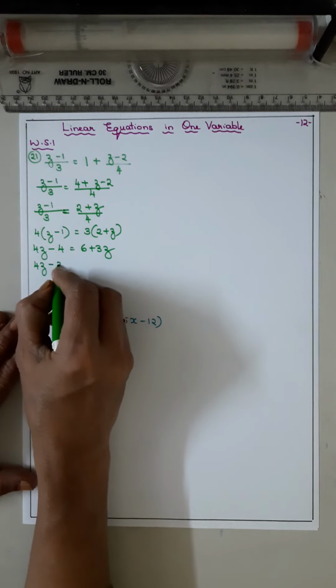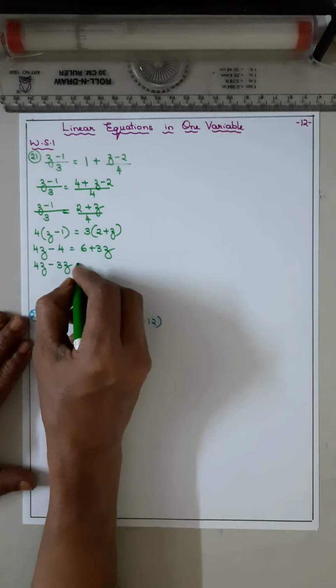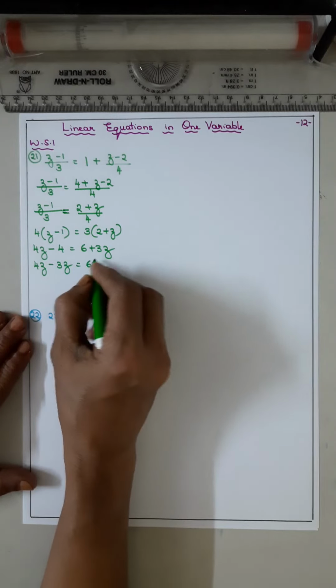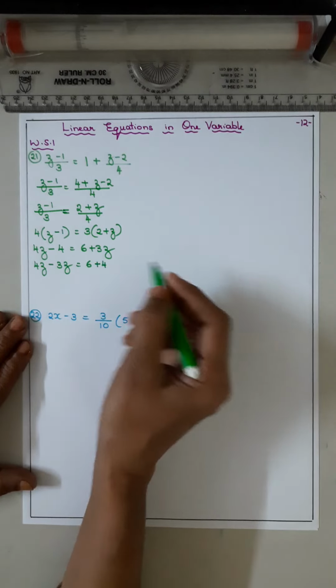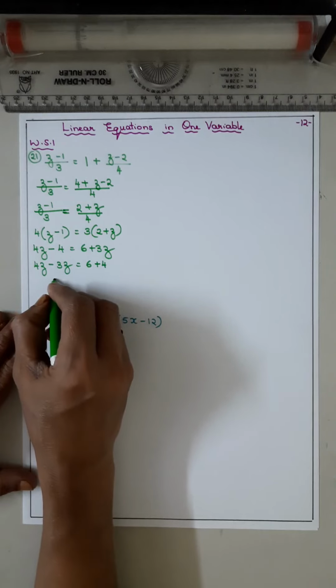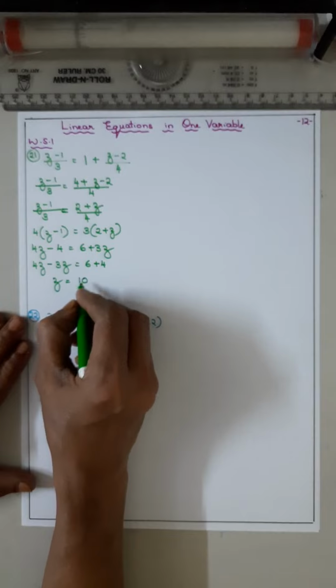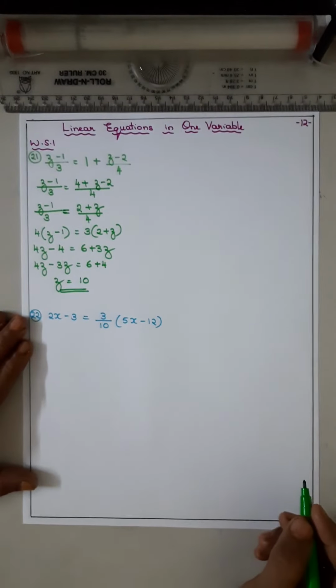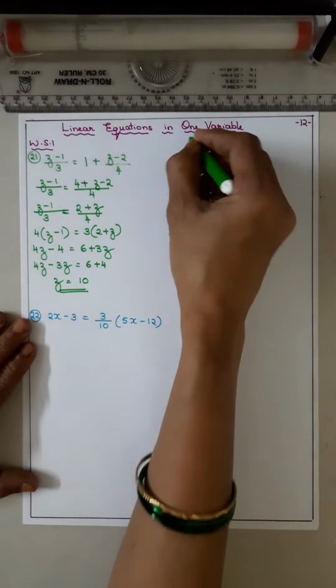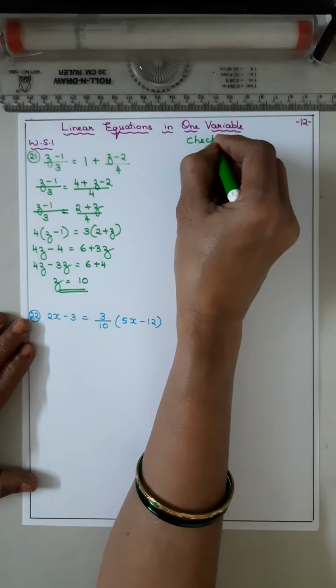Take z to the left side. 4z minus 3z, isn't it, is equal to 6. Minus 4 becomes plus 4. So 4 minus 3 is 1. So you are not writing z is equal to 10. So the answer is 10. Now coming to check.